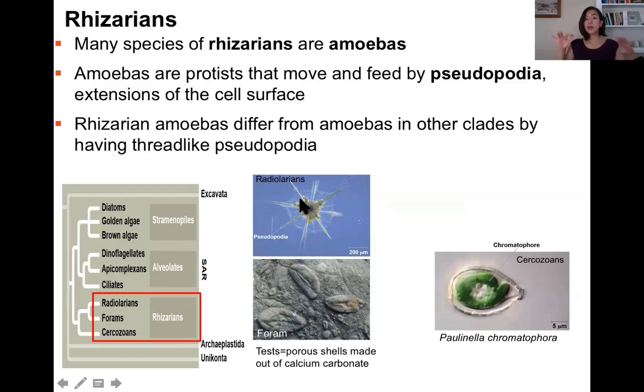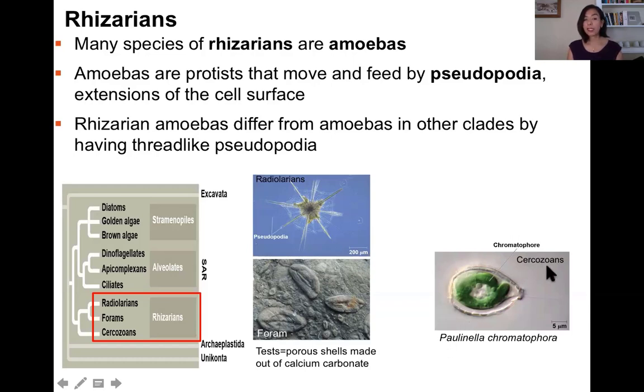So it's not like the other video that we saw, but it's more like a thin pseudopodia. In this group, we're going to have the forams as well. Forams are protists that have tests, and this is the structure of the test that is a porous shell that is made out of calcium carbonate. So it's also very important to date sedimentary rocks. Forams have that advantage. And another group is the cercozoans.